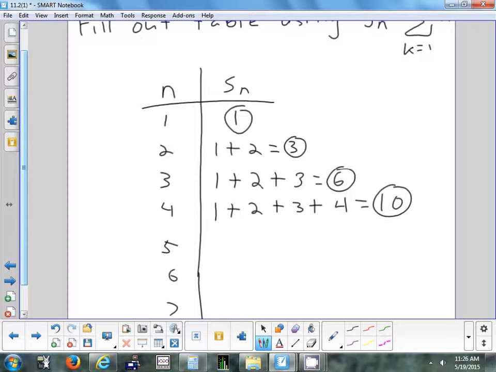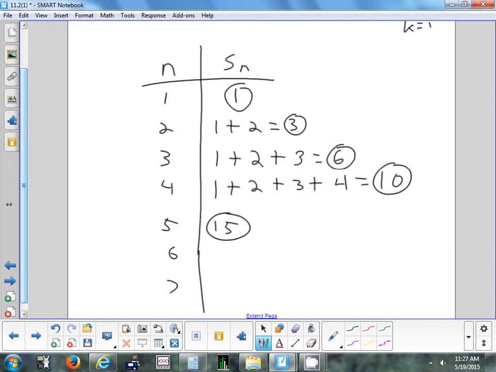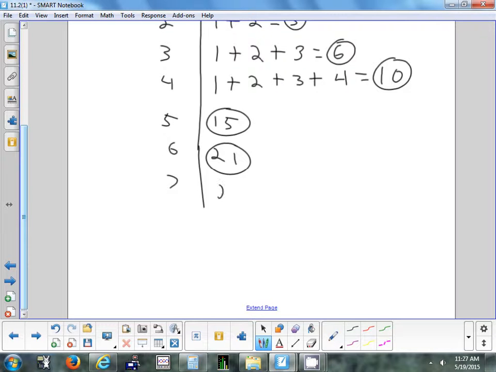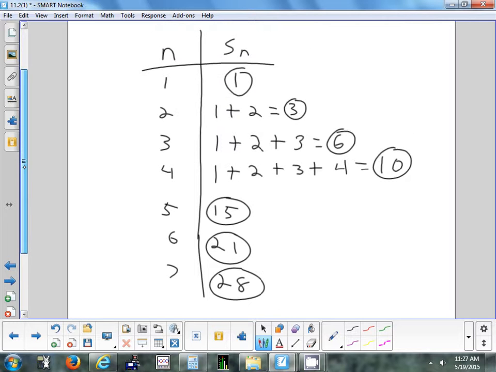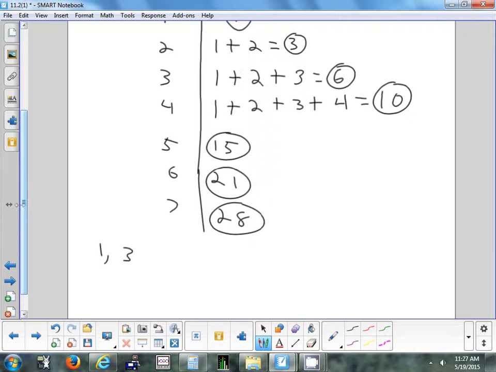Looking at the pattern of the circle numbers. James? 15. Okay, how about the next one? Yep, 21. And the next one? Now, the tricky part, can we find a pattern if we put all those circle numbers in a sequence? Do you see a pattern? Let's see, 1, 3.